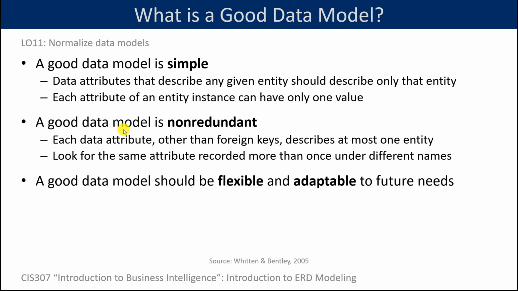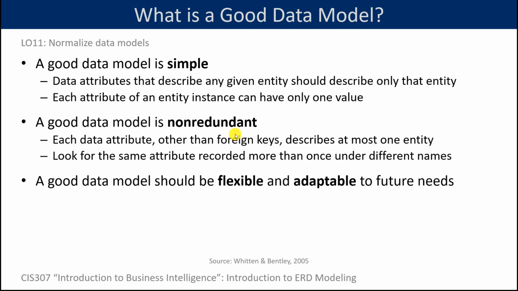So what do we mean by a good data model? First of all, a good data model is simple. For example, data attributes that describe any given entity should describe only that entity. Each attribute of an entity instance can have only one value. So simplicity is something that is valued. Let me just explain this more. By simplicity, we mean using attributes properly, without misplacing them, without creating any duplicates, without creating any situations where an attribute can have more than one value for a single instance, something like that.